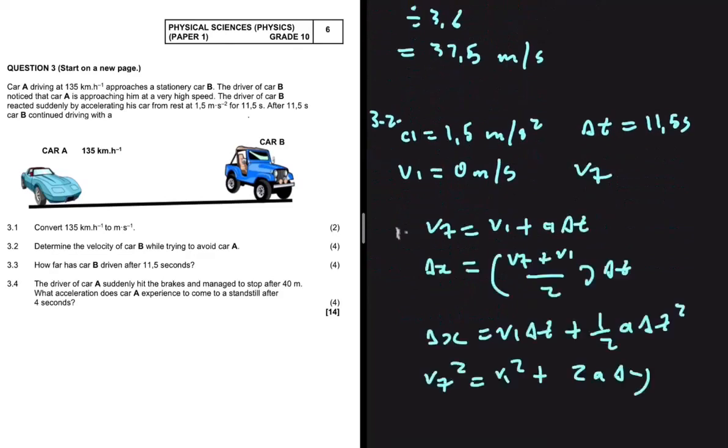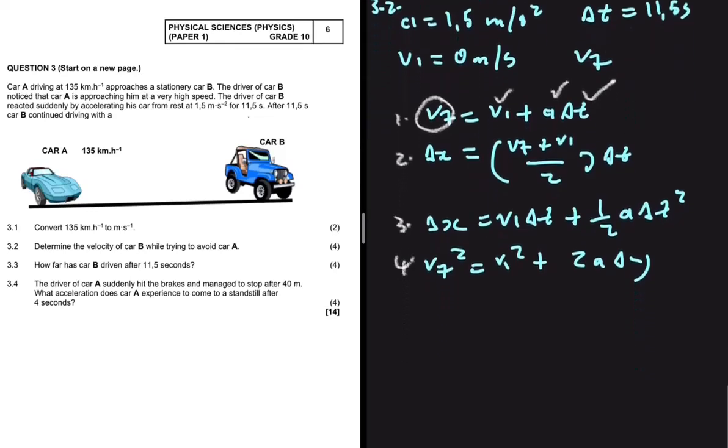We have 1, 2, 3, 4 equations of motion. So let's go ahead and find out which equation we can use. Let's look at equation 1. In equation 1, we're looking for vf. We have vi, which is 0 meters per second. We have an acceleration and we have the time. So we need to go no further because we can see that equation 1 has all the variables we have. So let's just go ahead and use that equation.